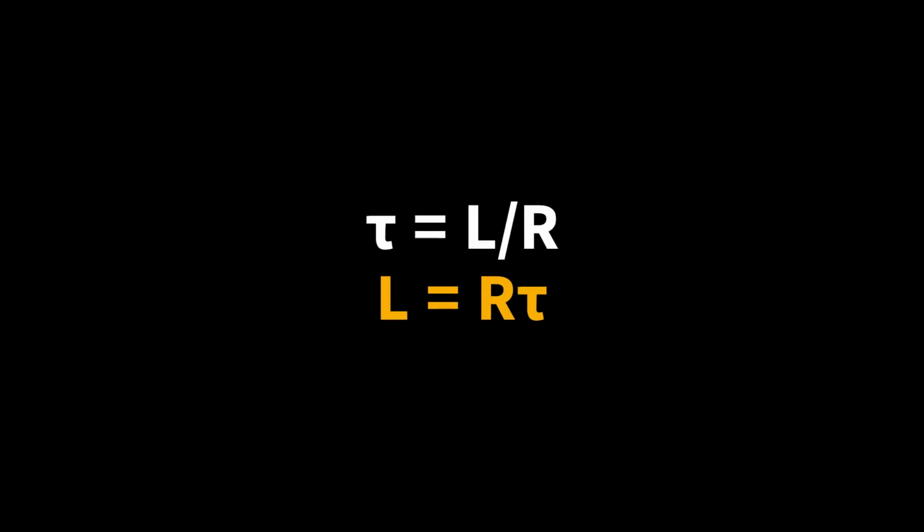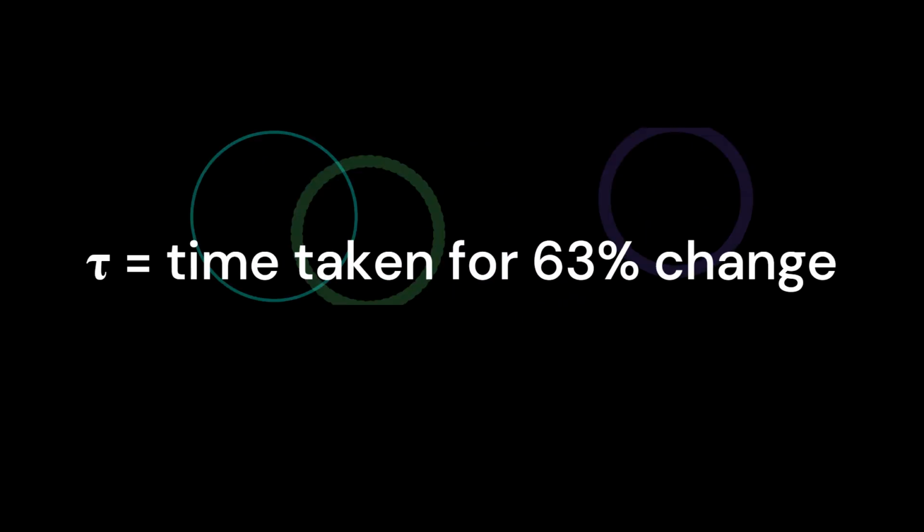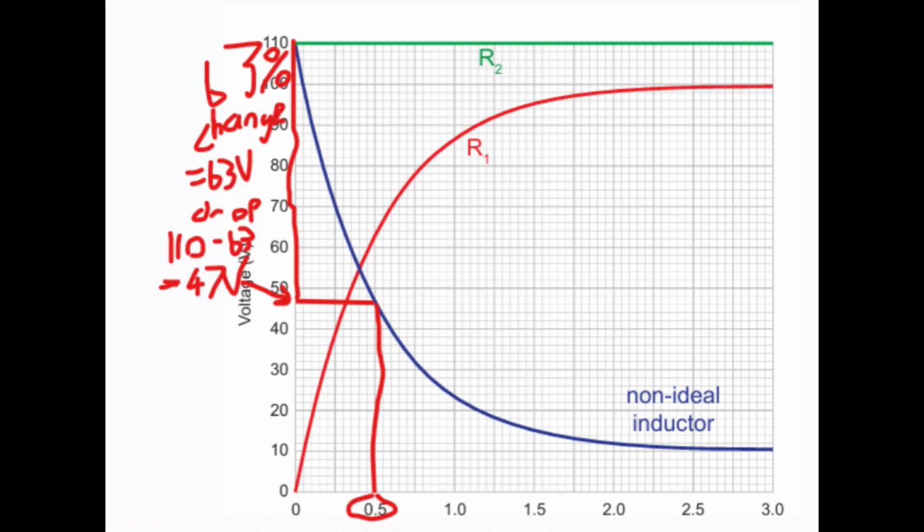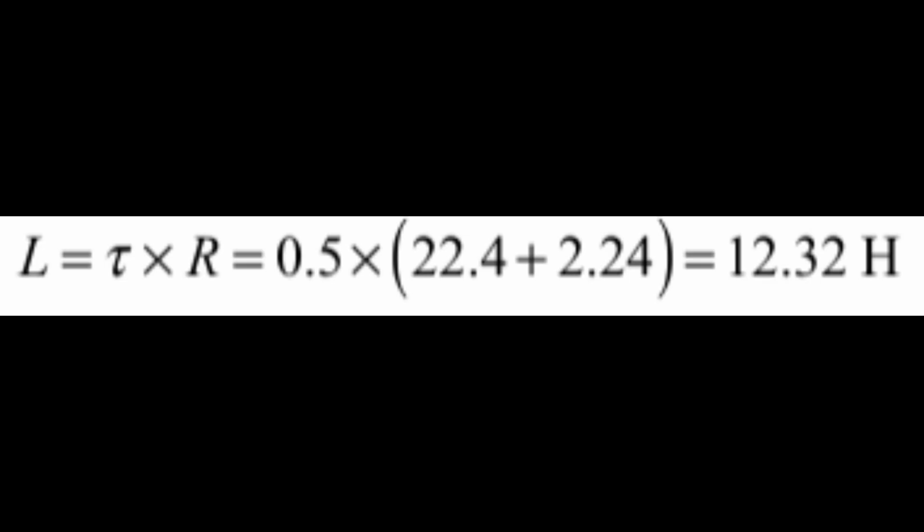Time constant equals inductance over resistance. Rearranging this gives inductance equals resistance times time constant. The time constant is the time taken for a 63% change. Looking at the graph, the time taken for a 63% change is about 0.5 seconds. Substituting our numbers in, we get the inductance equals 12.32 Henry.